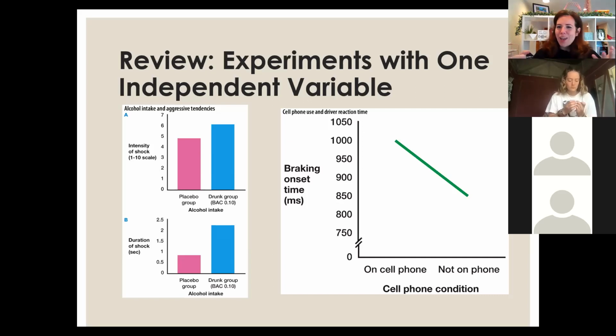So imagine you're in the arcades, right? Those car driving racing games. And then one group was on their cell phone talking, right? Hands-free, but still on their cell phone. And the other group was not on their cell phone. And then they measured braking time. So that was the dependent variable. The independent variable is whether they're on their cell phone or not. So what conclusions can you draw from this graph?